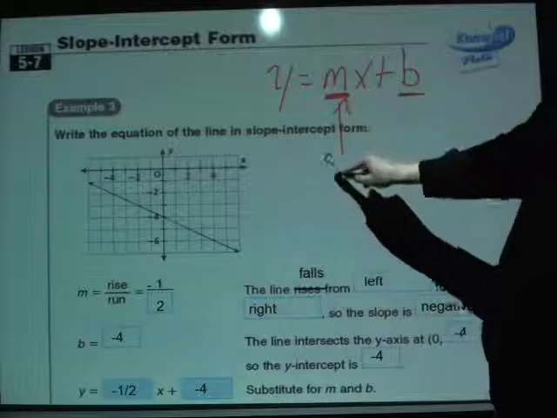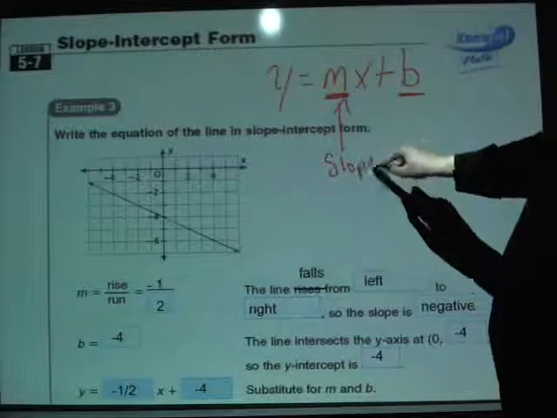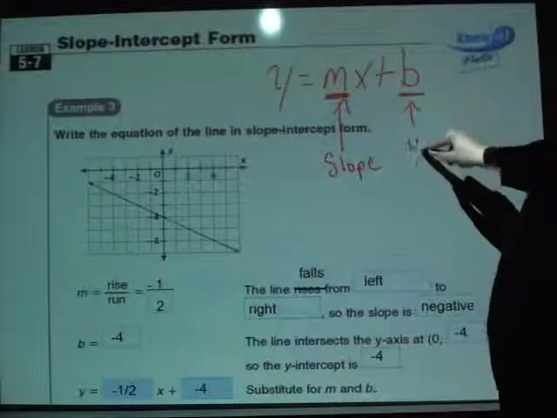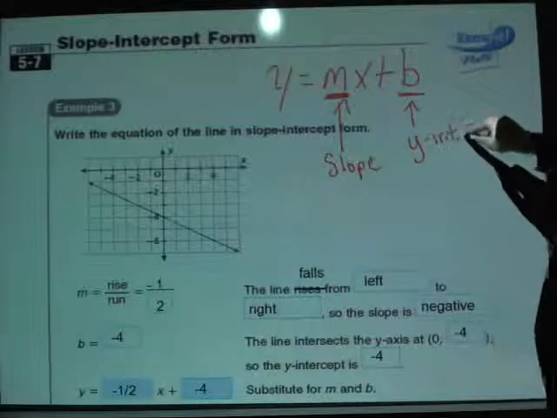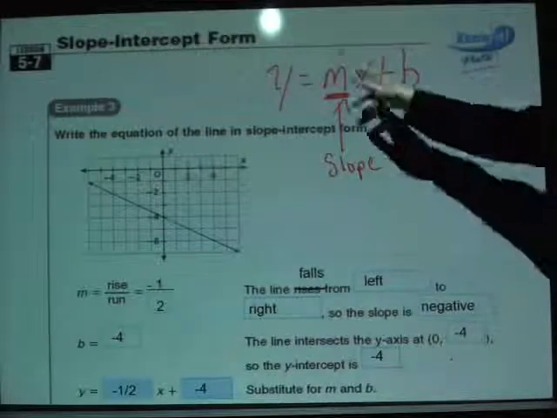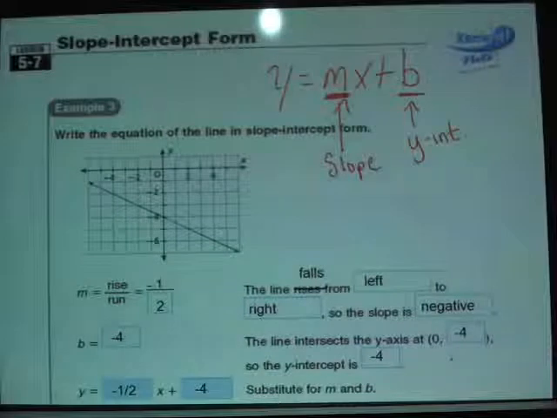M represents the slope, and b represents the y-intercept. Again, no matter what form we're talking about, x and y are always going to be x and y. All right, so do this in the exact same order we did the last question.